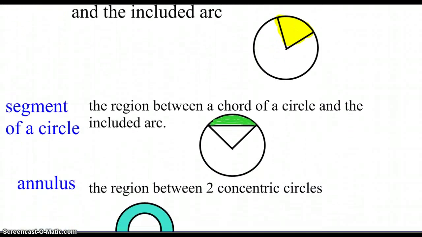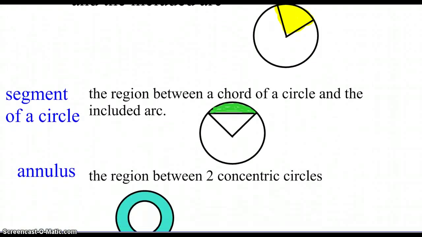A segment of a circle is the region between a chord of a circle and the included arc. So again, if we look at this diagram, it's that green shaded region, and that would be like the crust of a pizza rather than the whole slice. So you'd be finding that sector, except you're taking out that triangular portion.